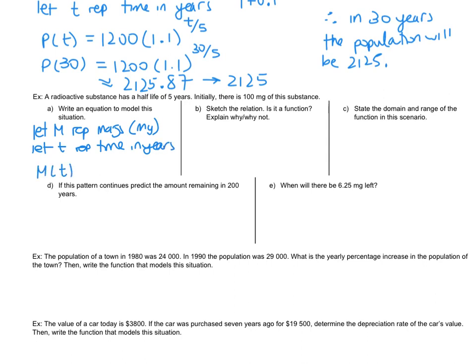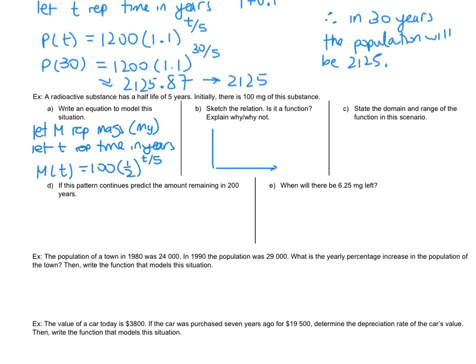So that means we have M at T. The initial mass is 100. It is a half-life, so my base will be 1/2. And that half-life applies every 5 years. So for my exponent, I'm going to have T divided by 5. Now it says sketch the relation. Is it a function? Explain why or why not.